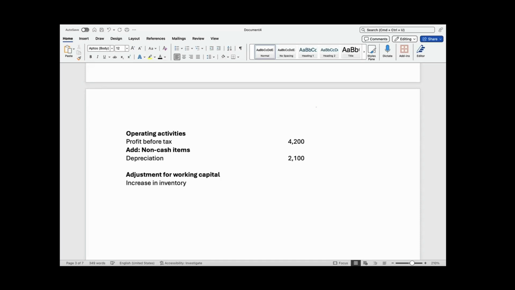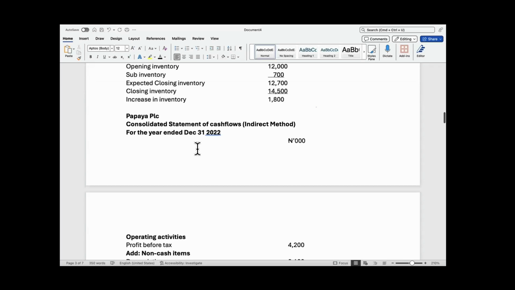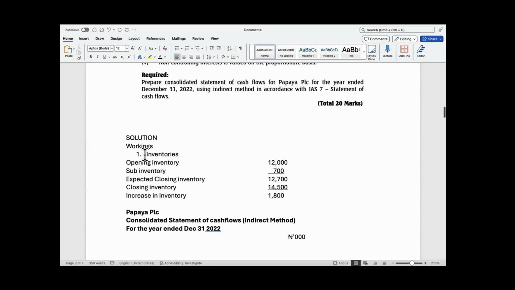How do you know that it should be in brackets? Because if your inventory increases, you spend more money. You use money to purchase the inventory. So an increase means money has gone out. That's correct. Good. I'm sure you all had that. An increase in inventory means money has gone out. It means that you have bought more inventory.